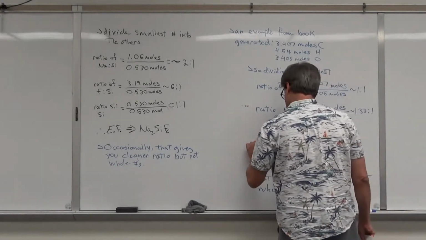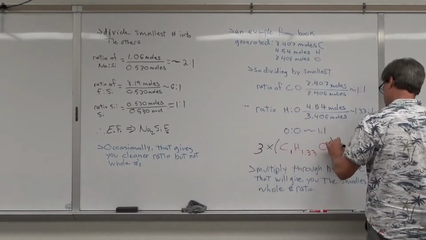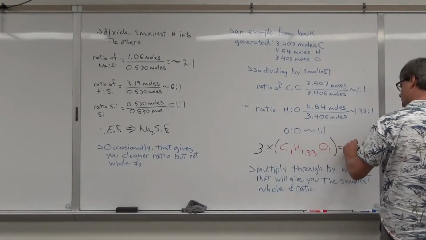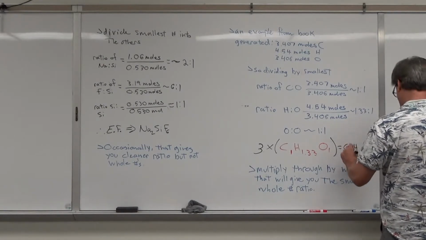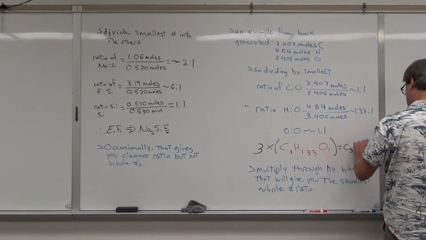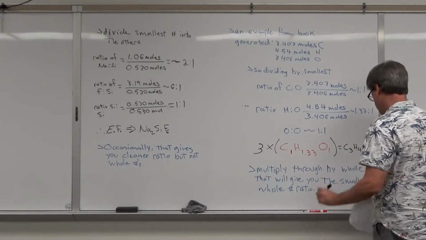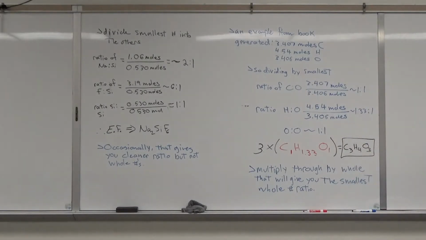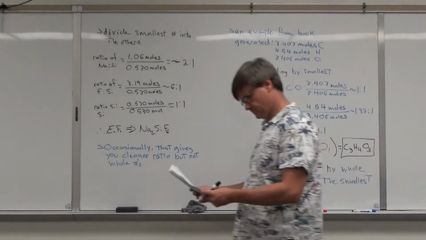All right, so multiply that by 3. That's going to give you C3H4O3. Okay, and so there's your empirical formula. All right. Cool.